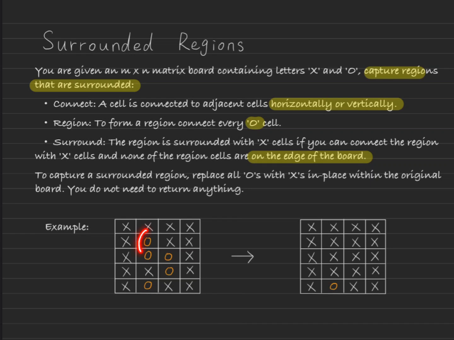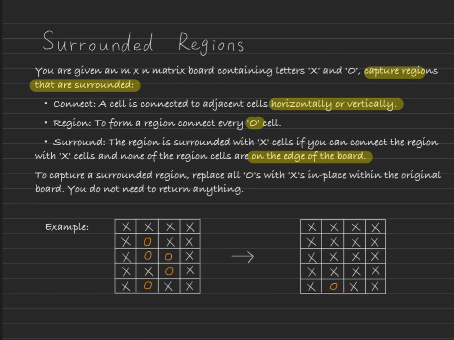Here we have a region in the middle of the board because it's surrounded by X's and none of the O's touch the edge of the board. As a result, we can capture it by replacing the O's with X's. However, the O on the last row cannot be captured because it's at the edge of the board, so it's not surrounded. How do we solve this question?